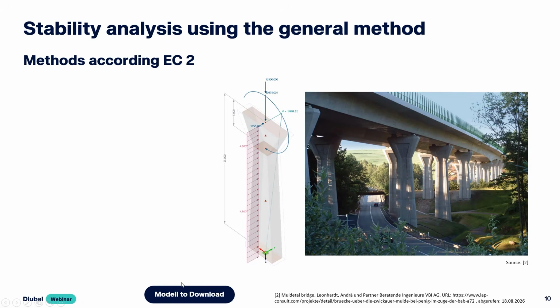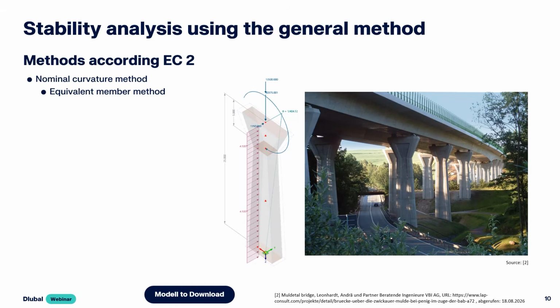Now I would like to move on to the first practical example. For this, I looked around in our home region and found this motorway bridge, the so-called Muldetal Bridge. What is special here is the non-constant cross-section of the piers over their height. To illustrate the scope of the nonlinear analysis, I would like to briefly revisit the methods according to Eurocode 2.